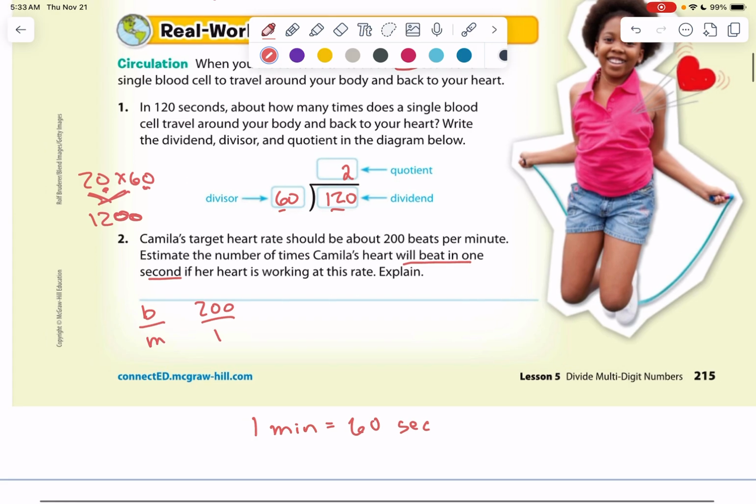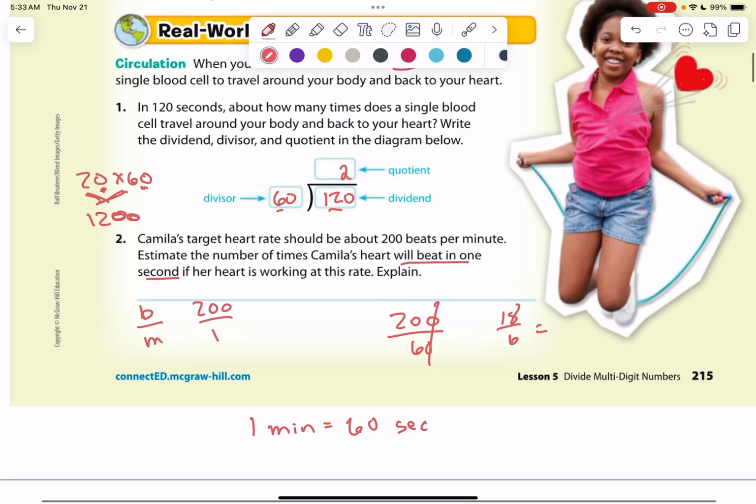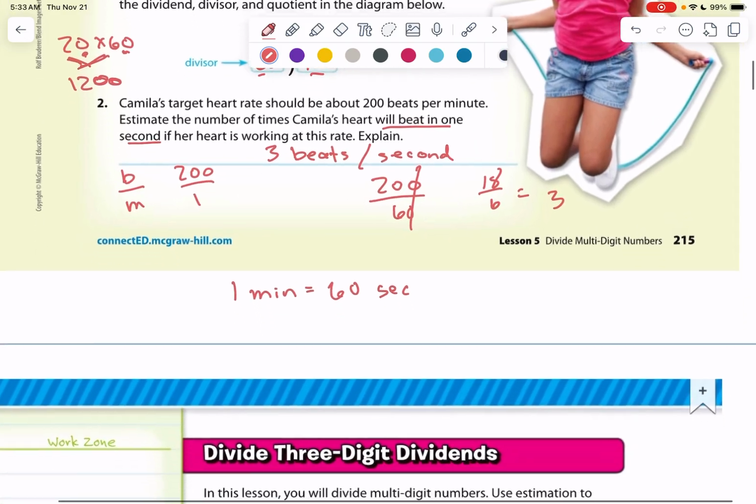Okay? So if we were to divide 200 by 60, and I think I'll just cross off that matching pair of zeros right away. So this is approximately 20 divided by 6. I could think of this as 18 divided by 6 because that goes in evenly. 6 times what is 18? 3. So the answer to this question is approximately 3 beats per second. Okay, moving on.